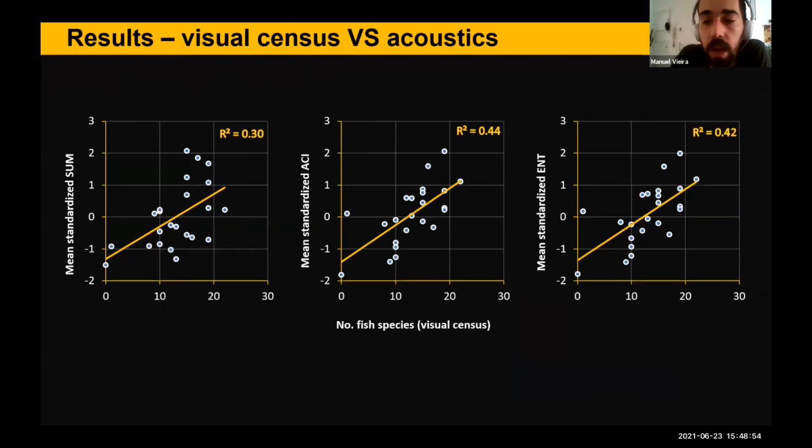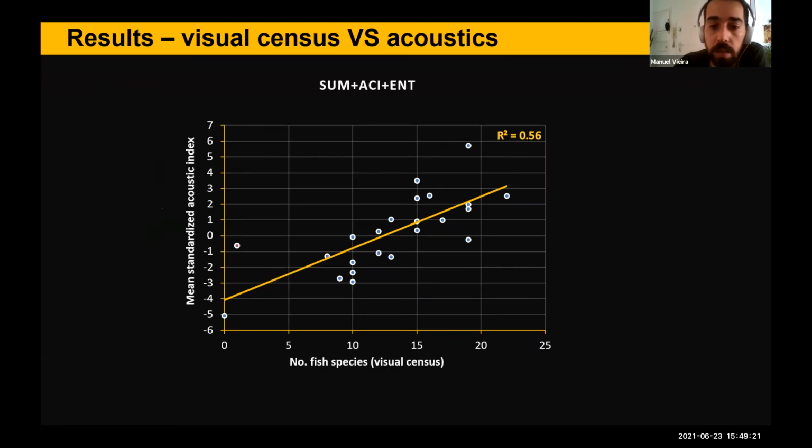And the results that we have, I think, are quite nice, moderately correlated with visual censuses, either the sum of the FFT coefficients, the ICA, and the temporal entropy. But we also tried to sum all these indices that were standardized by the mean, so we can have a mixture of the things that each index represents in the recordings, and we see that the correlation gets a little better.